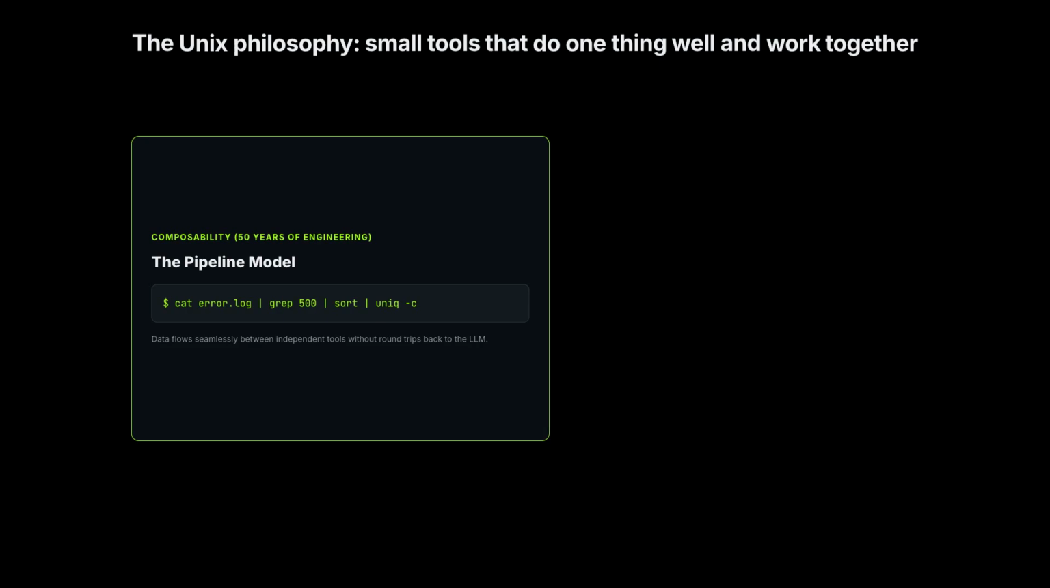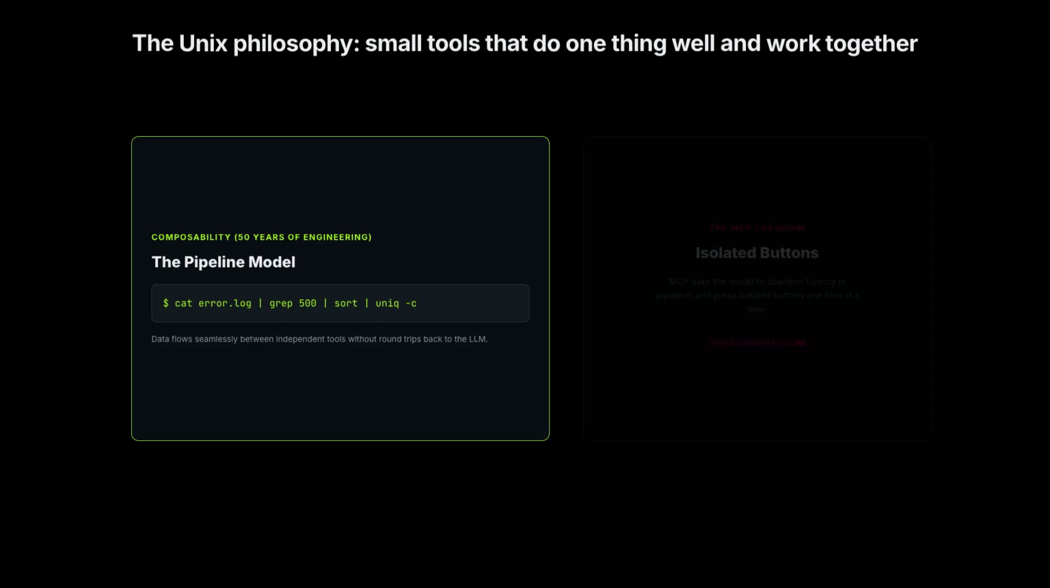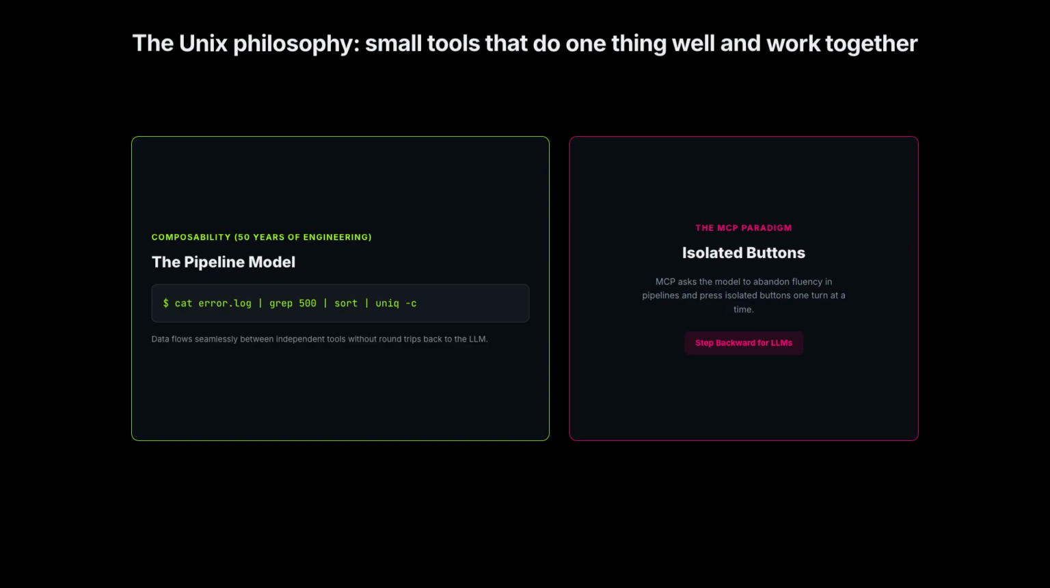The Unix philosophy is built on small tools that do one thing well and work together. The model absorbed that during training. MCP asks it to ignore that fluency and talk to a flat list of isolated buttons instead. A step backward for a model that knows better.